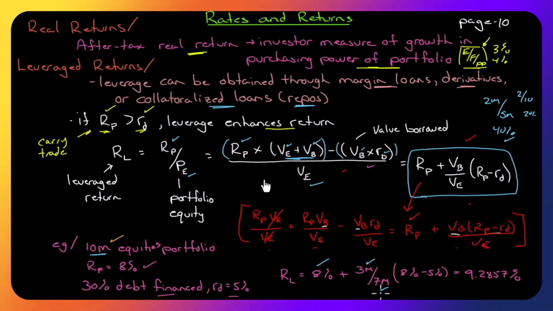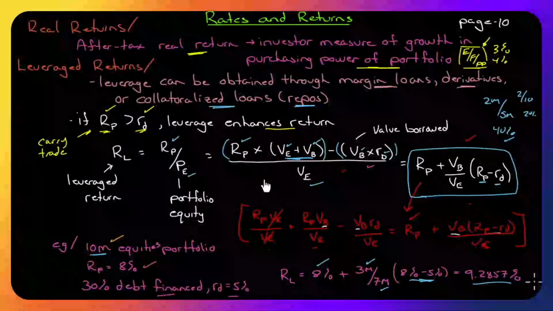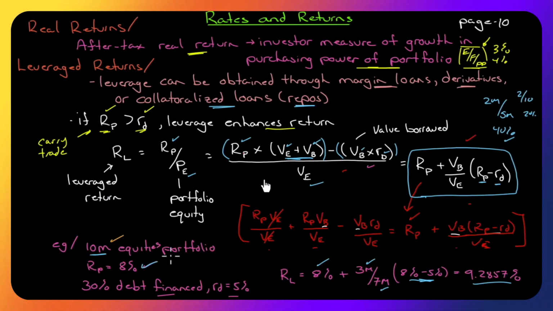Careful, don't put 3 over 10. It's VB, the value of the borrowed funds, over the value of the equity, not the value of the capital. 3 million over 7 million, there's your leverage factor. And then it is the return on the portfolio minus the cost of debt. There is the spread that we made. So it is the leverage factor times the spread we can make. And our return is 9.2857%. The portfolio returned 8%. The equity returned 9.2857% because we had leverage in there.